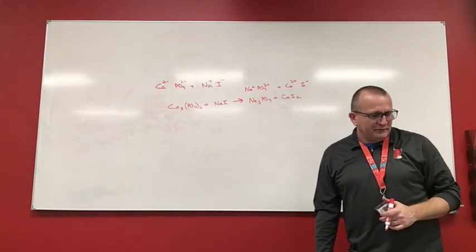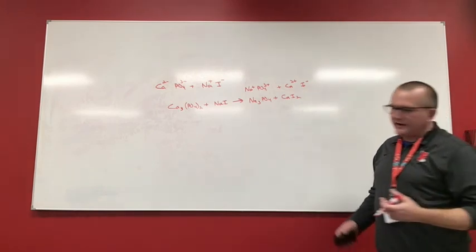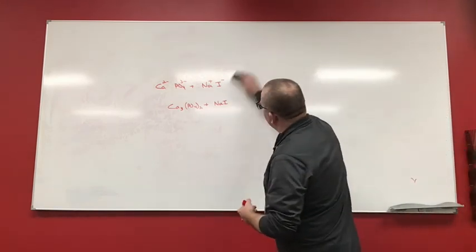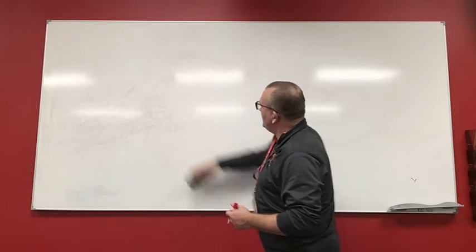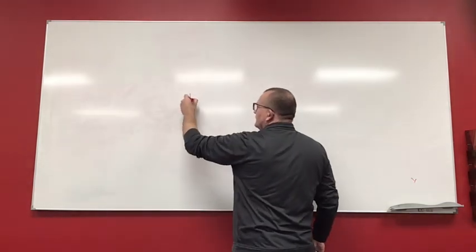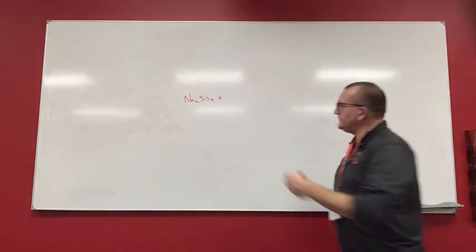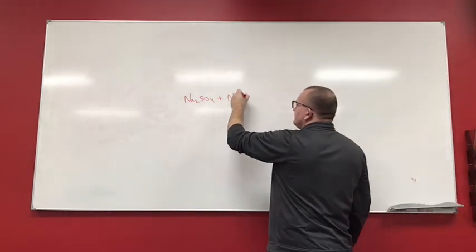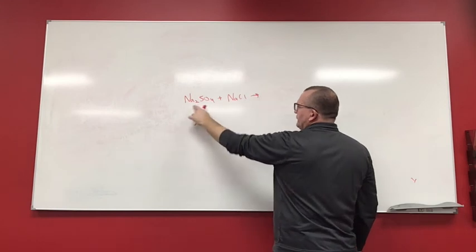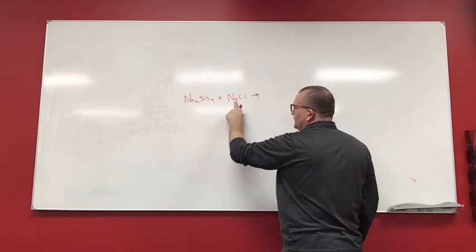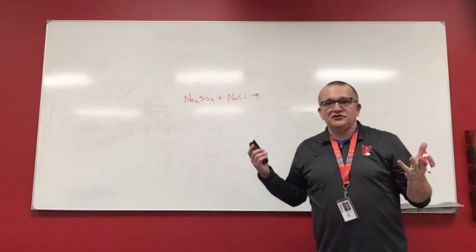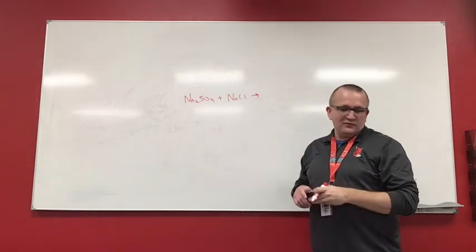Number 12, explain why when you mix the following reactants, no reaction occurs. And that's an interesting one. You've got Na2SO4 plus NaCl. Remember in double replacement, the two front ones change. So if Na goes with this and Na goes with this, nothing's going to change. You're going to start with what you finish with. So nothing's going to happen.